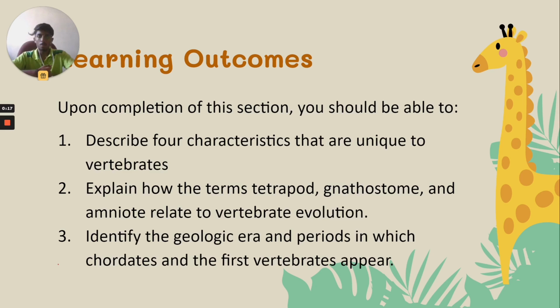Alright, so what are the learning outcomes? Upon completion of this section, we should be able to describe 4 characteristics that are unique to vertebrates. We should also be able to identify the terms tetrapod, gnathostome, and amniote, which relate to vertebrate evolution, and identify the geological era and periods in which chordates and the vertebrates first appear. As a summary, we should know the characteristics unique to vertebrates, know the terms tetrapod, gnathostome, and amniote, and also know about vertebrate evolution.